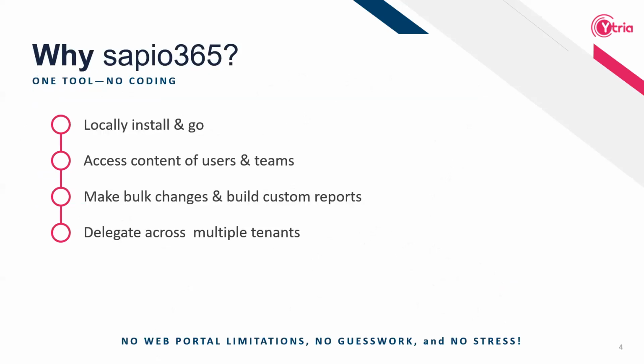So why use sapio365? Well, unlike browser-based tools, sapio365 is a thick client installed onto a PC. This means that no data is accessed by Ytria servers. Office 365 admin centers are great for drill downs and everything, but what if you don't know what you're looking for? So sapio365 gives you global views to help you see things you wouldn't normally know to look for.